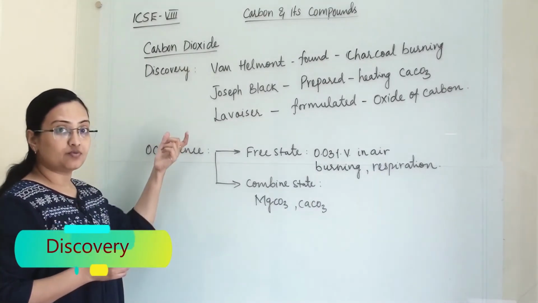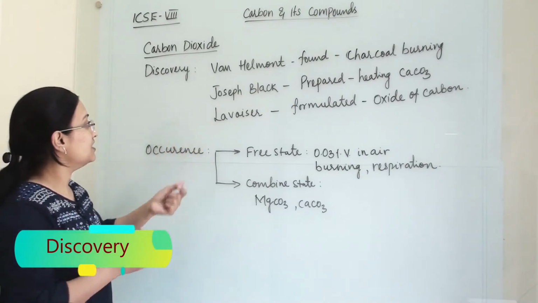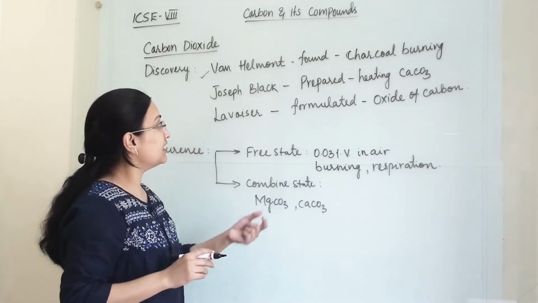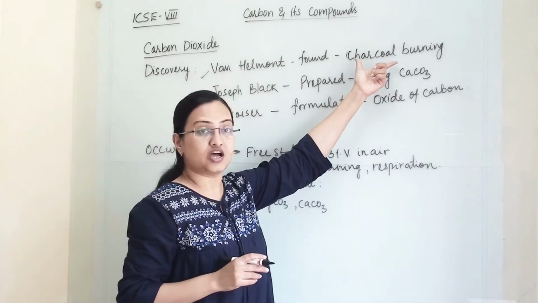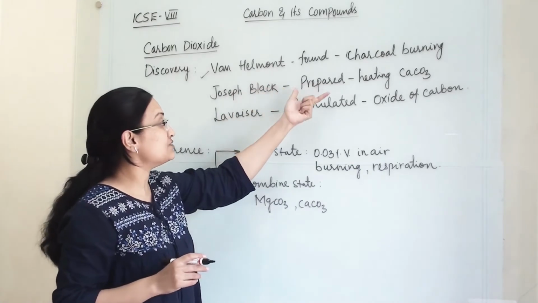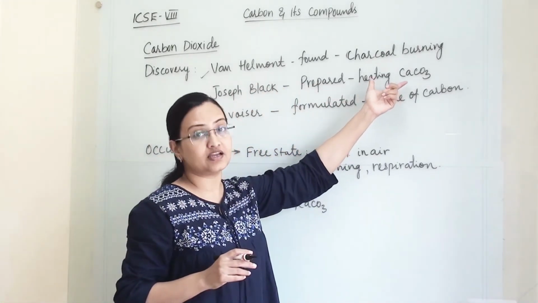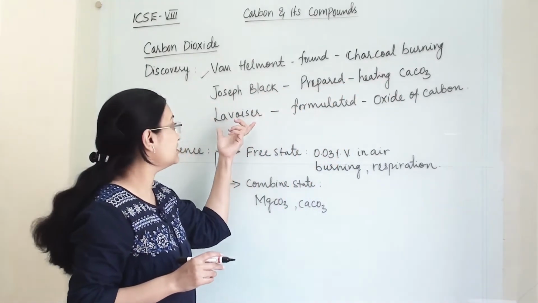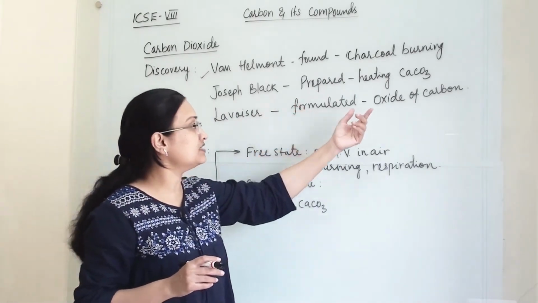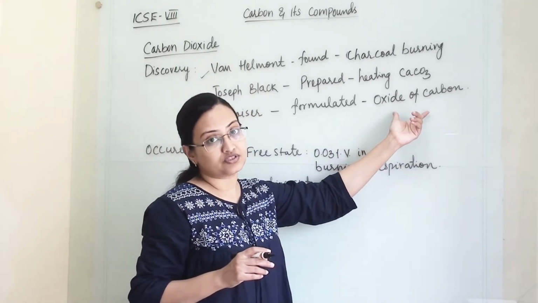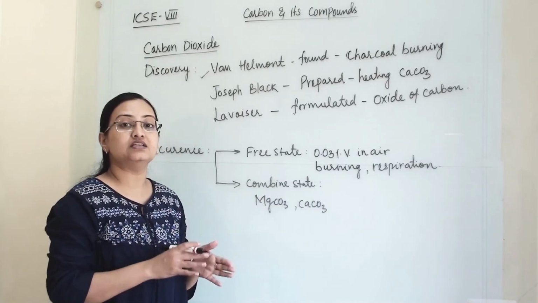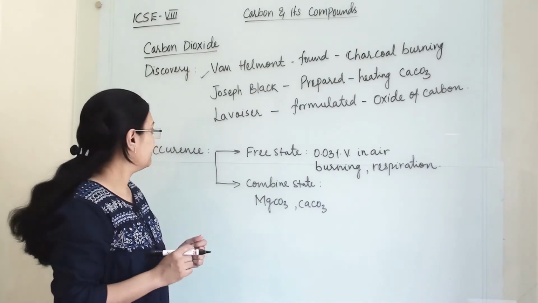In the discovery of carbon dioxide, three scientists have given their share. First is Van Helmont, and he found it via charcoal burning activity. Then Joseph Black prepared it by heating calcium carbonate, and later on Antoine Lavoisier synthetically formulated it from oxides of carbon, and he showed that carbon dioxide is an oxide of carbon.